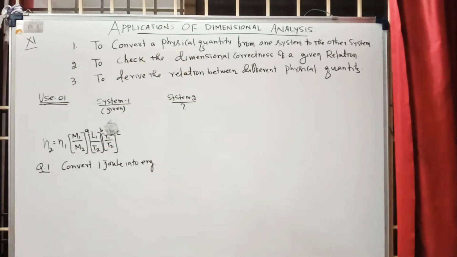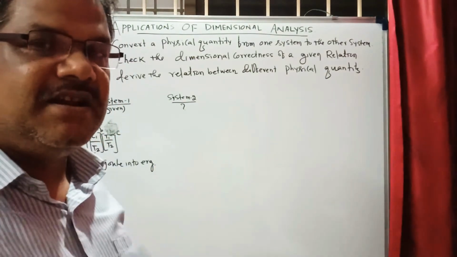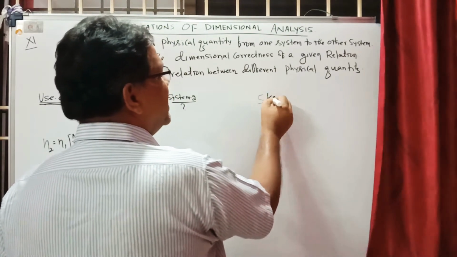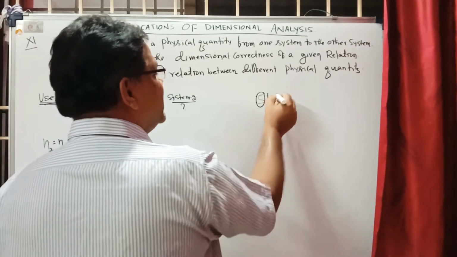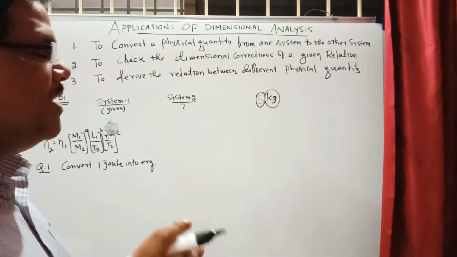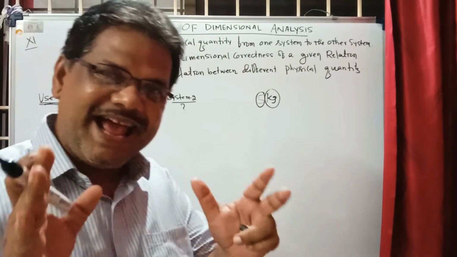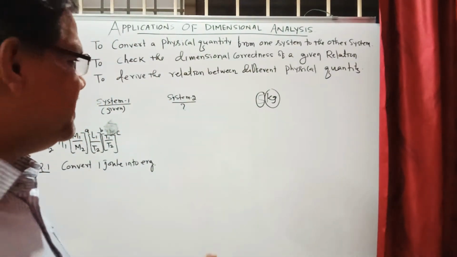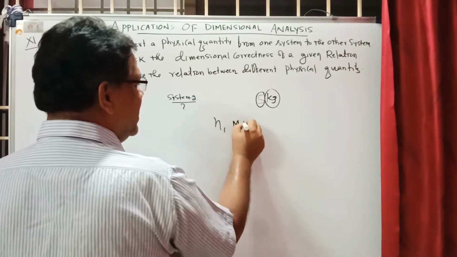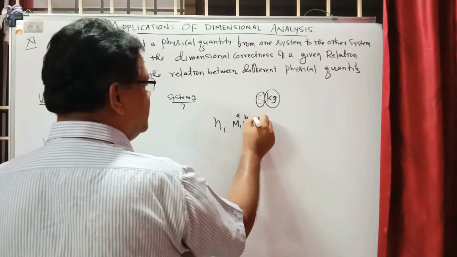How is it done? Suppose a physical quantity is expressed by a number and a unit. If you talk about 5 kg, 5 is the number and kg is the unit in a system. In a similar manner, take a physical quantity x, which can be expressed as n1 m1 l1 t1, that is, n1 is the number and the unit is m1 to the power a, l1 to the power b, t1 to the power c.